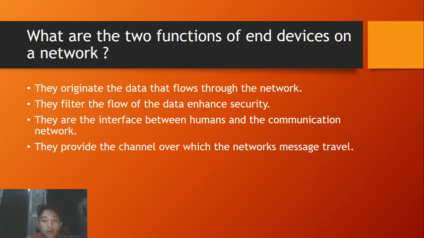Why? End devices originate the data that flows through the network. Intermediary devices direct data over alternate paths in the event of link failures and filter the flow of data to enhance security. Network media provides the channel through which network messages travel. So that's the explanation behind this answer.